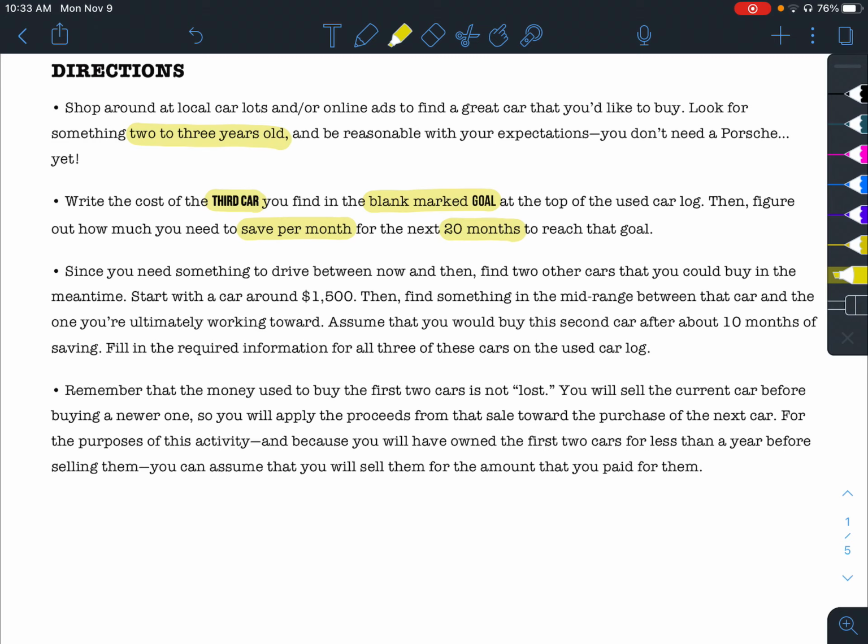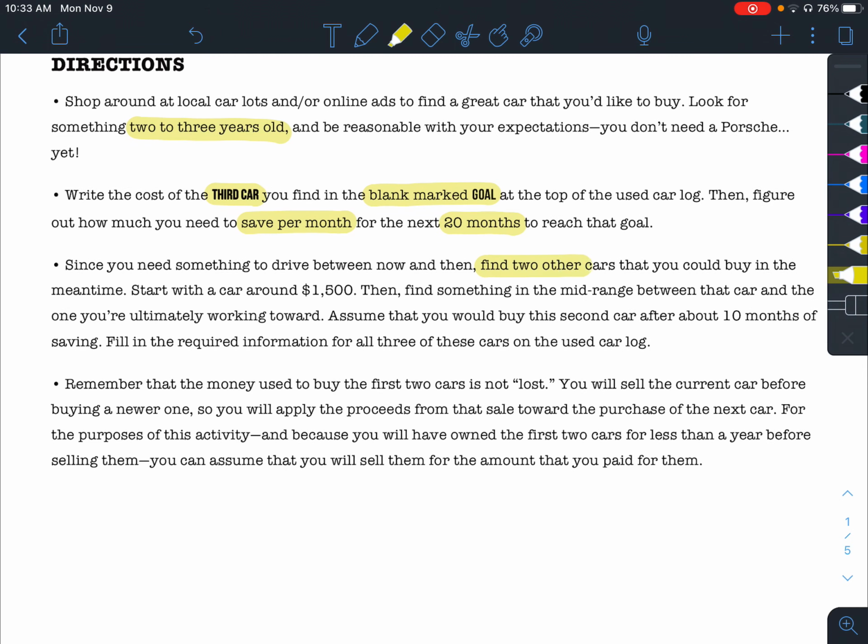So the parameters for this assignment, I'm asking you to assume that within the next 20 months, you're going to be buying this 2 to 3 year old car that you really wouldn't mind driving. Since you need something to drive between now and paying for this third car, I'm going to ask that you find 2 other cars that you could buy in the meantime. Start with a car around $1,500.